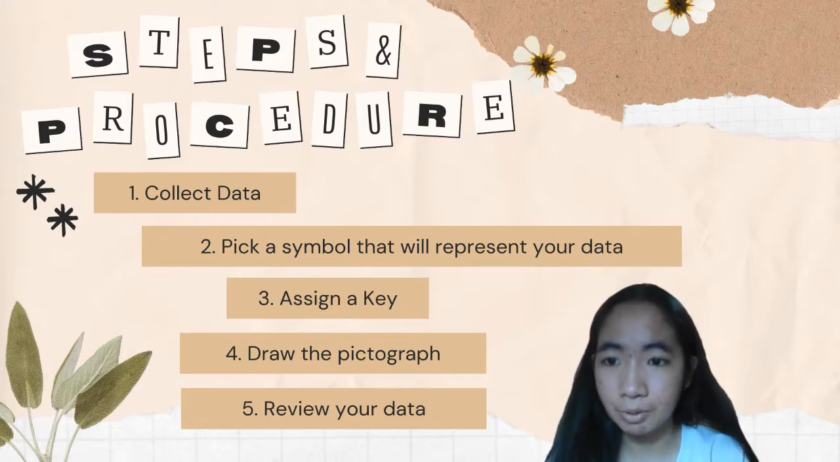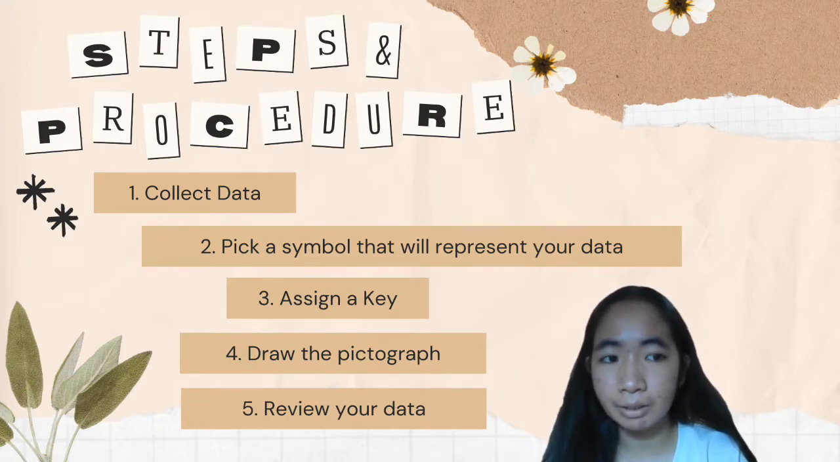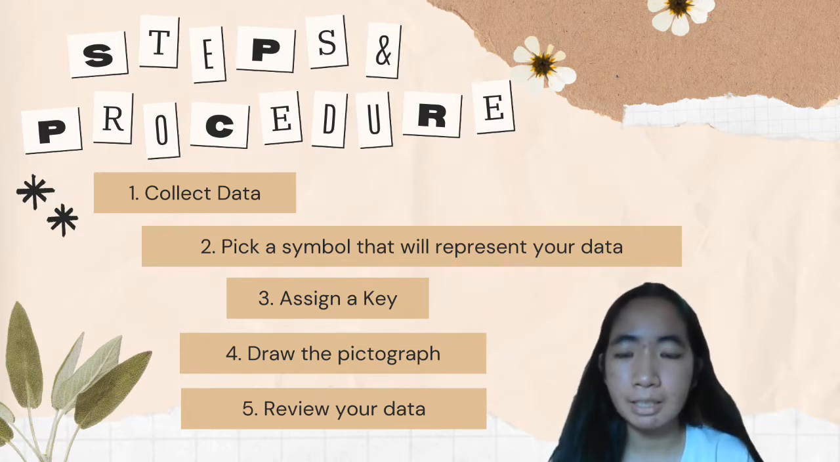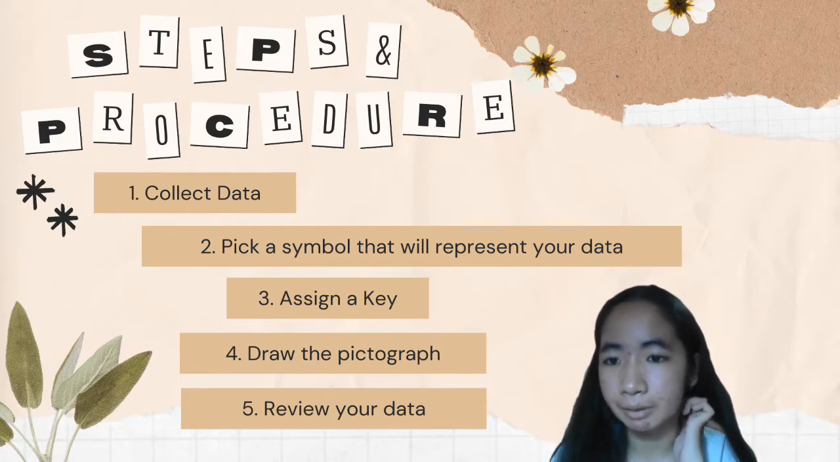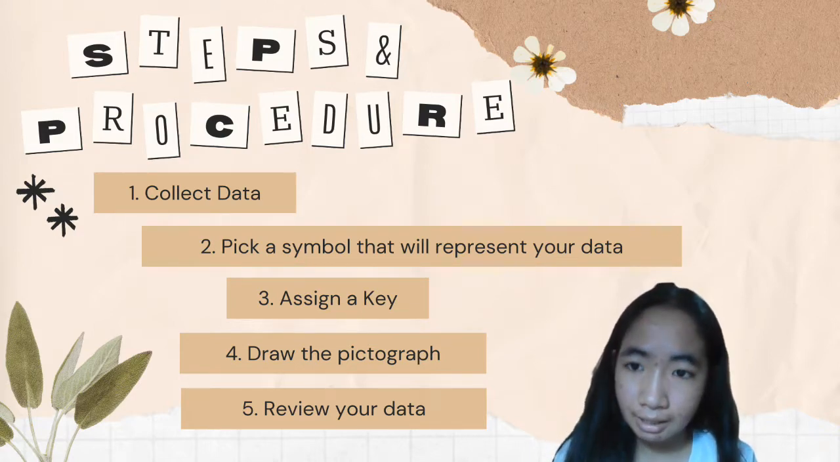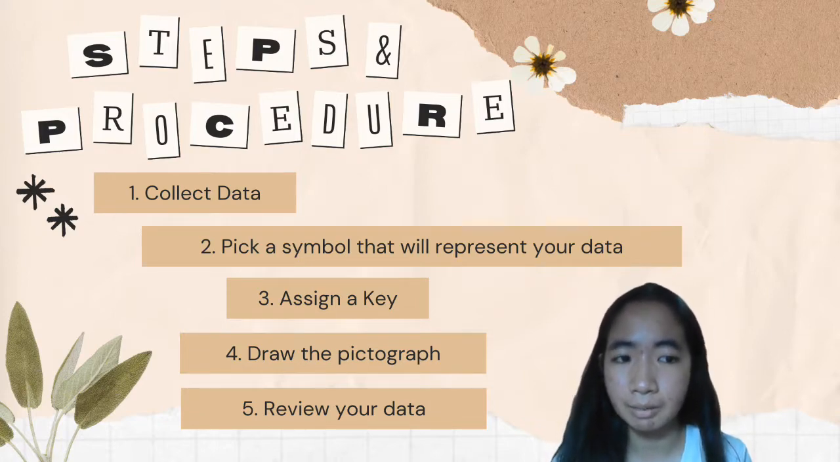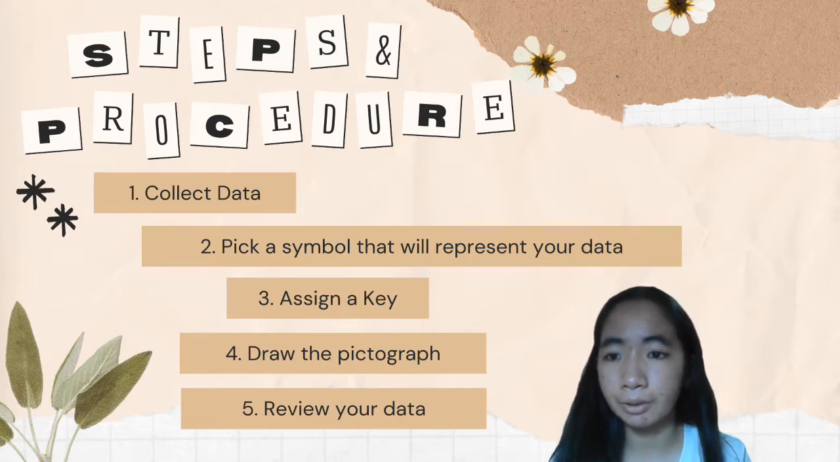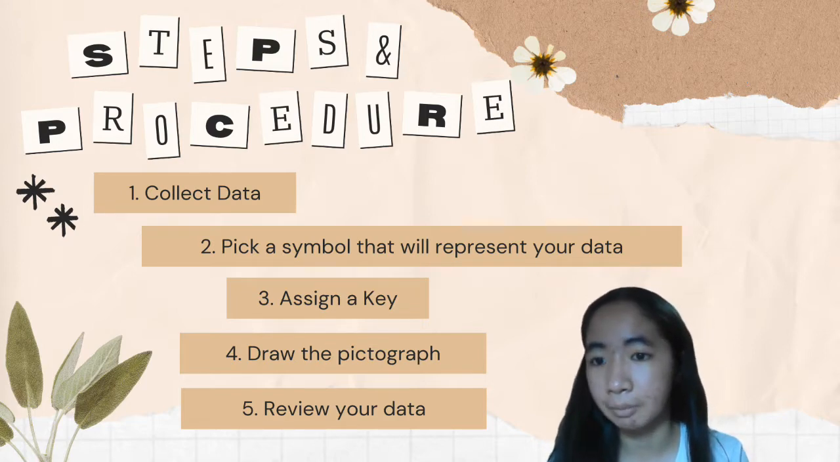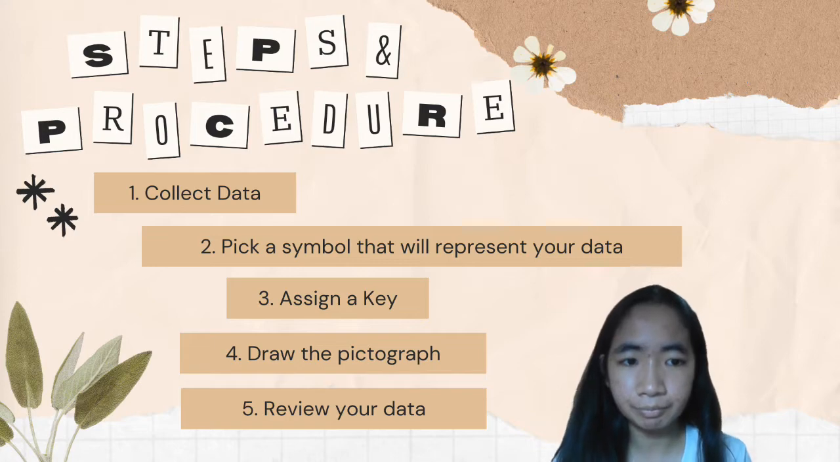The third step is to assign a key. Based on the frequency of the data, decide the frequency for one symbol. This can be done by setting the numerical value that one symbol will represent. This key or numerical value must be written along with the pictograph.